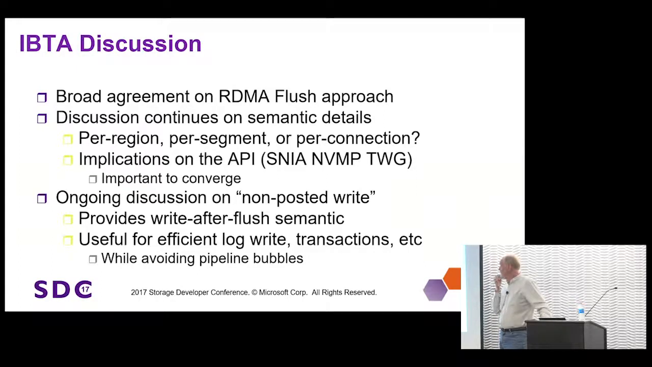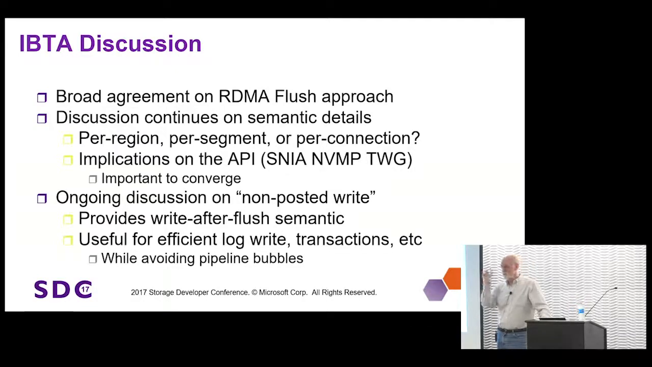The discussion continues on a number of semantic details, though. That question of per region, per segment, a scatter-gather list, or per connection is a key one. How implementable is this in the NIC? And the problem is that decision, that question mark, has implications on the API.